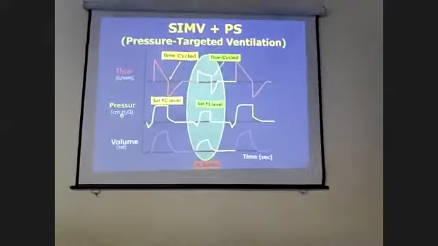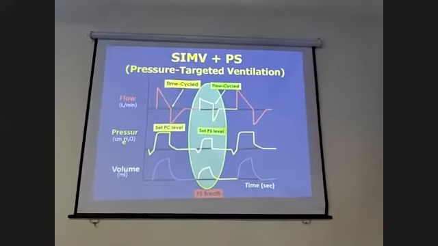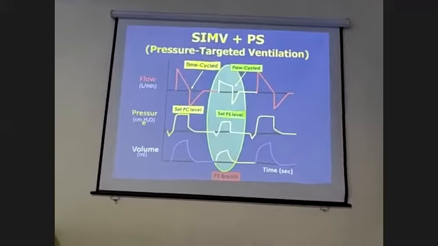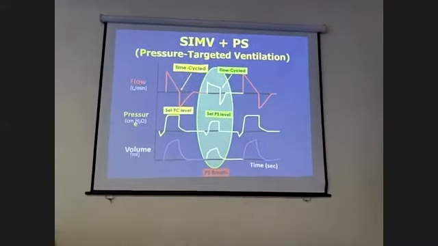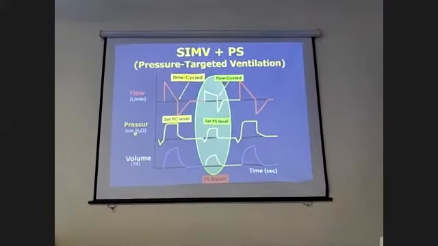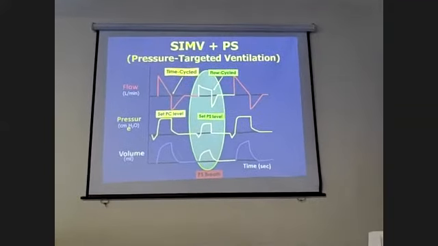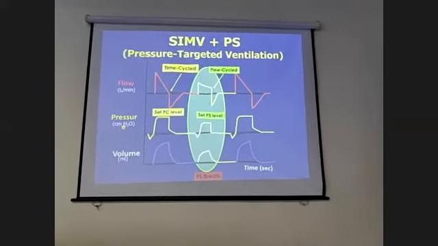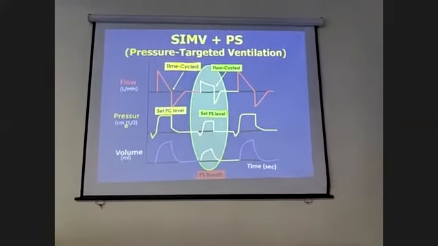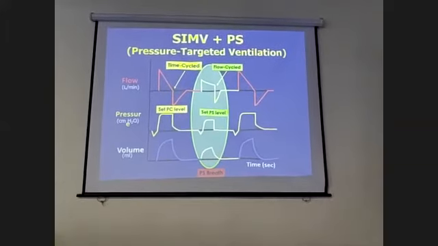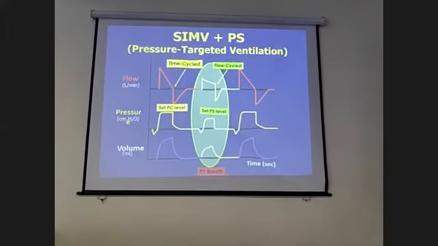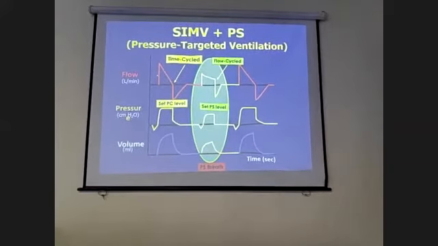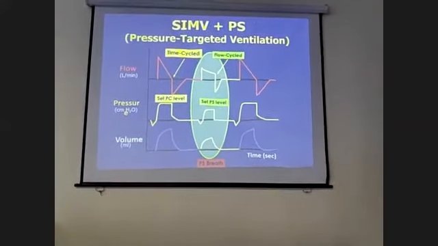And again, that is why SIMV plus pressure support. Here again, we combine SIMV along with pressure support, pressure targeted ventilation. Here, what is happening with the pressure support? The amount of ventilation which the patient requires when it's triggering is a set amount of pressure support, and that is why a fair amount of volume is generated so that his standard volume requirement is fulfilled. So this is what is SIMV plus pressure support.